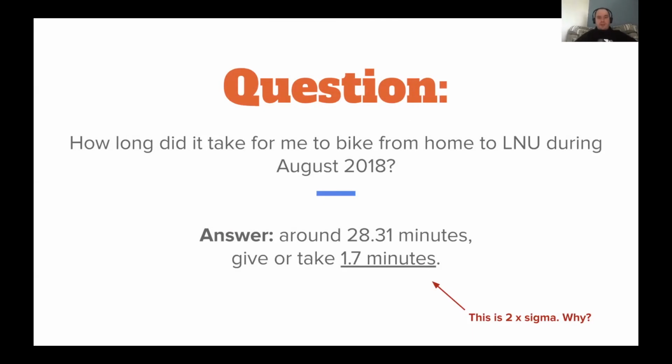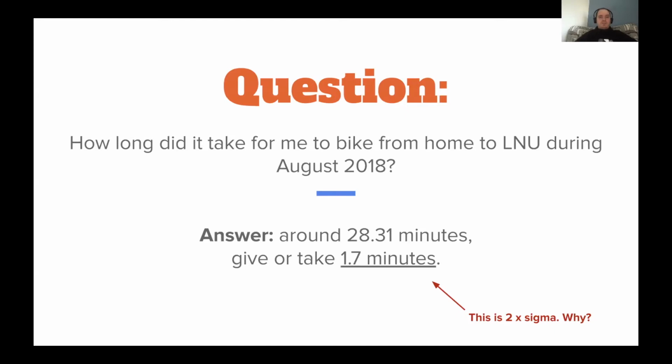Now, if we go back to that question, how long did it take for me to bike from home to Illinois during August 2018? At first, my answer was around 21.31 minutes. Now, given that I learned that reporting on the standard deviation is a good practice, I have improved this answer by saying around 28.31 minutes, give or take 1.7 minutes.